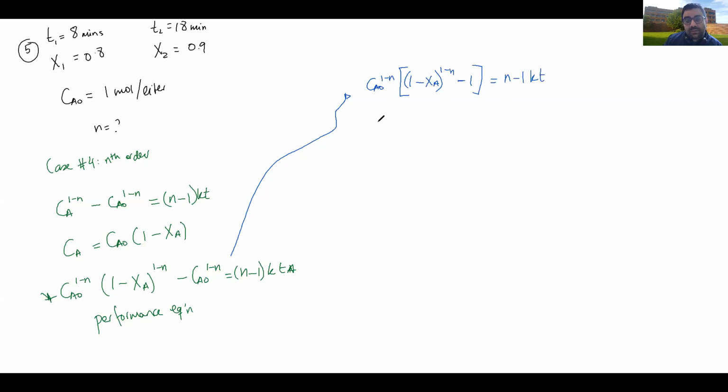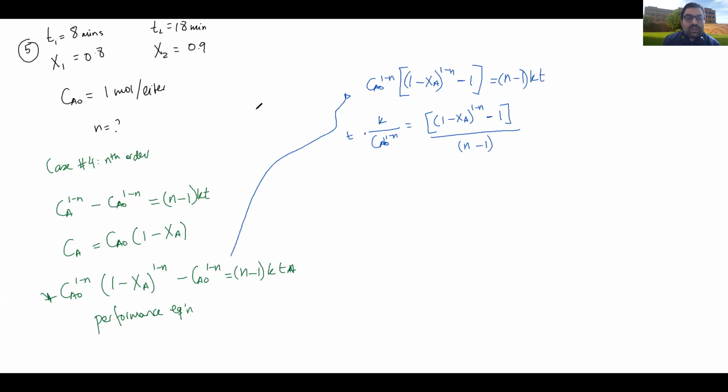So I'm going to get k over Ca naught to the 1 minus n, and this will be equal to 1 minus Xa to the 1 minus n, minus 1, divided by n minus 1. I'm going to keep the t on this side, right? So t times k divided by Ca naught to the 1 minus n is equal to (1 minus Xa) to the 1 minus n, minus 1, divided by n minus 1.